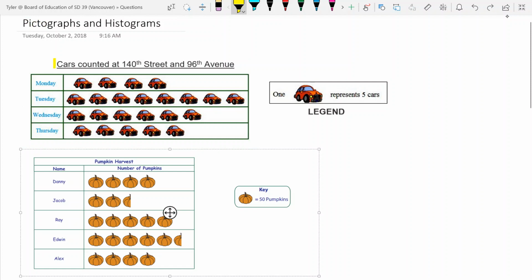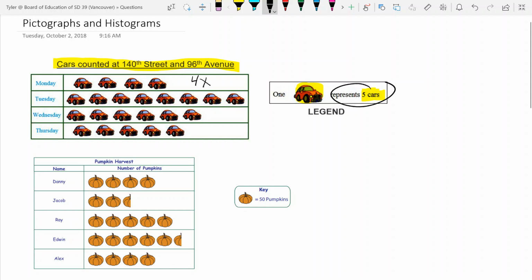So in this example we have cars counted at some intersection, whatever, on different days, so we can see there. Then we got to use our legend that's on the side. The legend's going to tell you what each picture represents. So in this case, one car represents 5 cars. So the way we do it is we count for Monday, okay, there was 4 cars, and we multiply that by what each car represented. So 4 times 5, that means there was 20 cars.